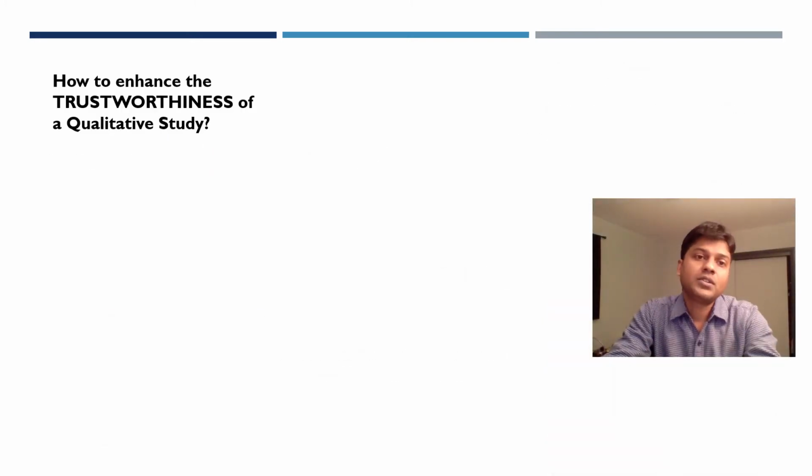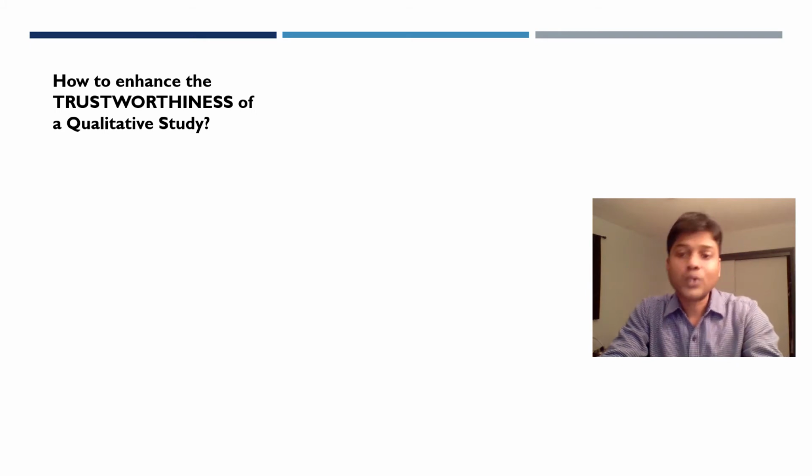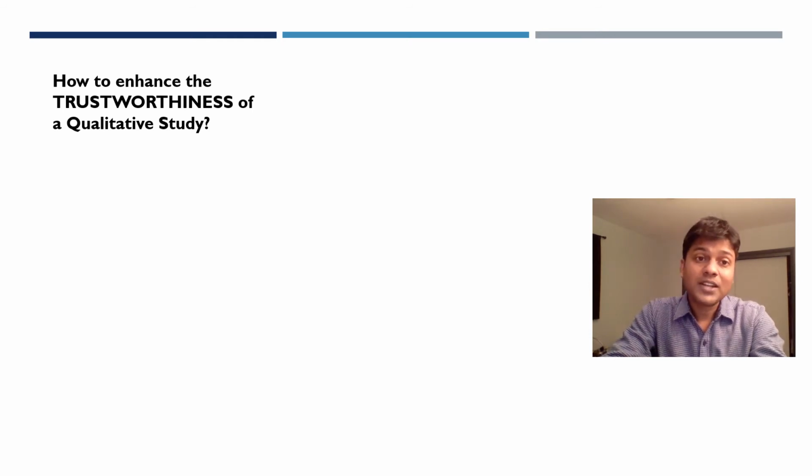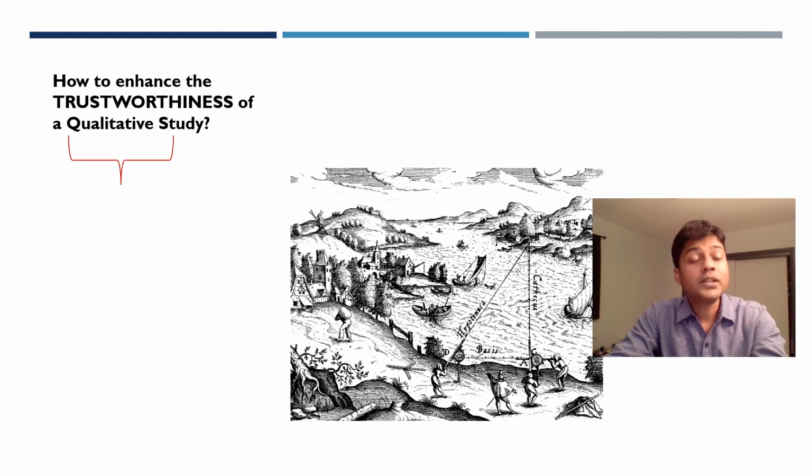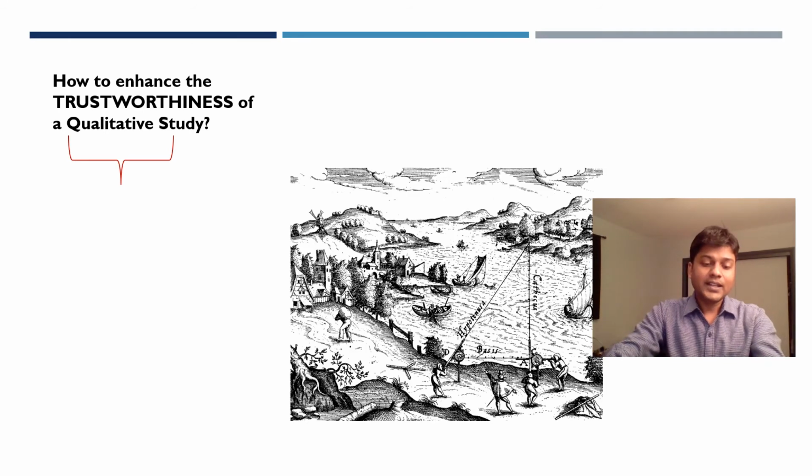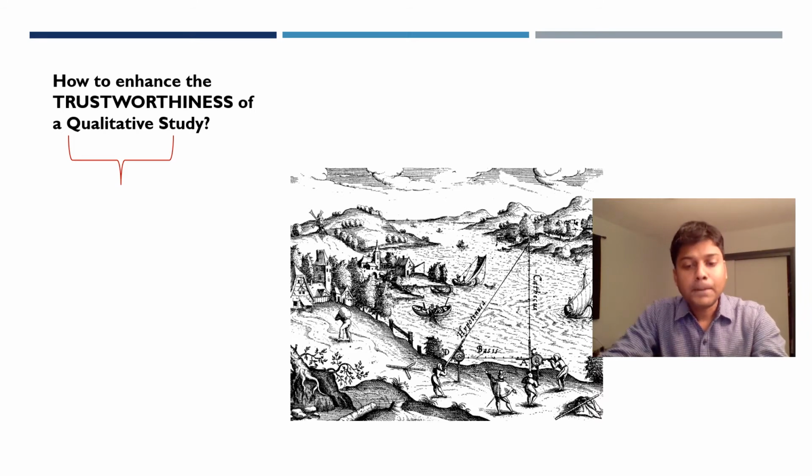So how do we measure the trustworthiness of a qualitative study, or what are the ways through which we can increase the trustworthiness of a qualitative study? Remember, I'm talking about reliability and validity, but in qualitative research, we use the word trustworthiness to denote reliability and validity of a qualitative study. So one of the most popular ways of calculating and increasing trustworthiness of a qualitative study is triangulation.